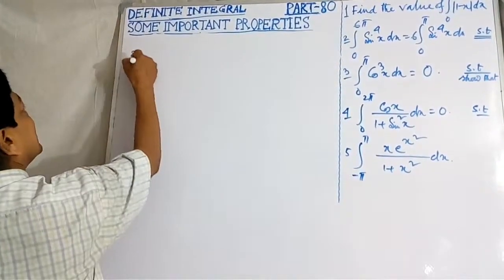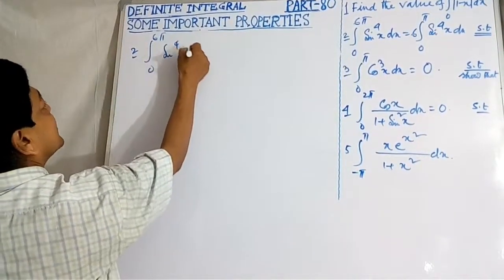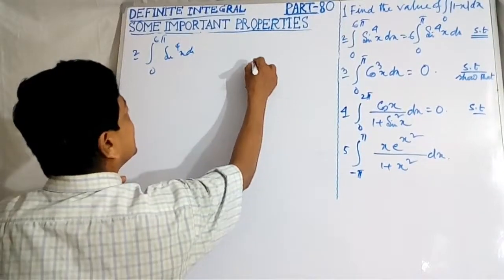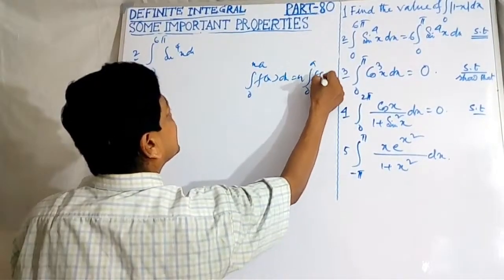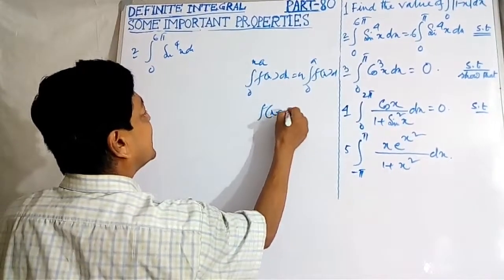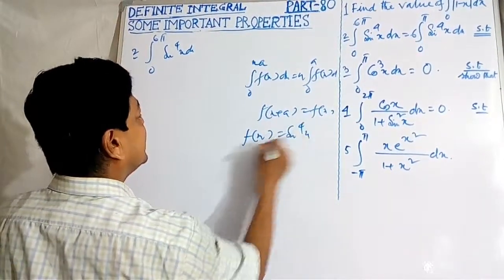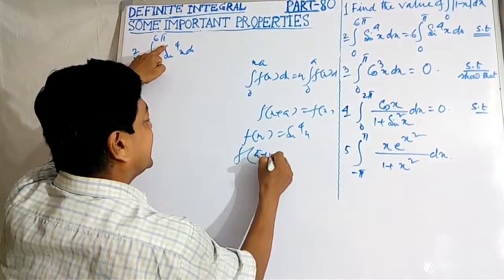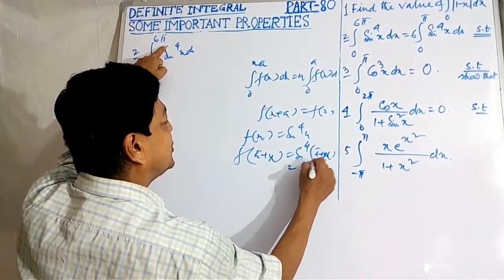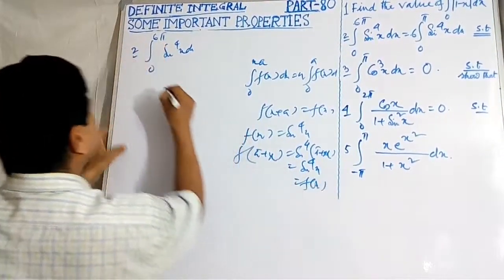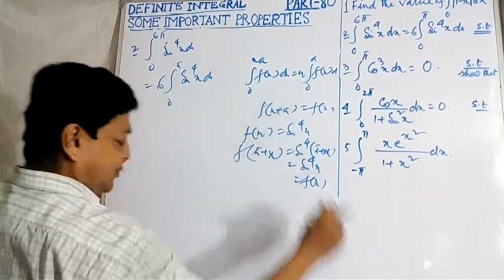Next, number 2: the integral from 0 to 6 pi of sine to the power 4 x dx. Using the property we know the integral from 0 to na of f(x) dx equals n into the integral from 0 to a of f(x) dx, so long as f(x plus a) equals f(x). Here f(x) equals sine to the power 4 x, so f(pi plus x) equals sine to the power 4 of (pi plus x), and this equals sine to the power 4 x, equal to f(x). So this can be written as 6 into the integral from 0 to pi of sine to the power 4 x dx, hence proved.